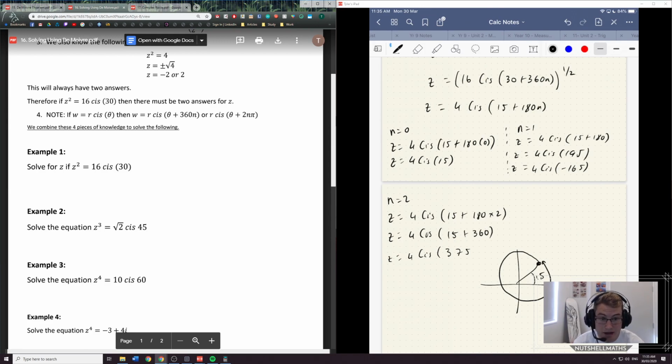And look, it's the same answer as the first one, as n equals 0. This is the same as this. 4 cis 15, which is n equals 0 anyway. And if we did n equals 3, we'll bounce to n equals 1. We'll get this answer. And if we do n equals 4, we go back to n equals 0, and 5 to n equals 1. So you could do it an infinite number of times, but you'll just be getting the same two answers.